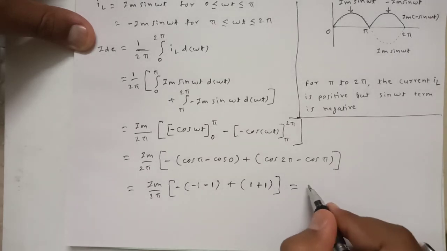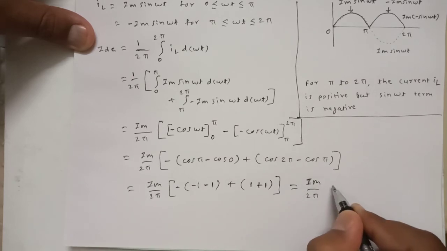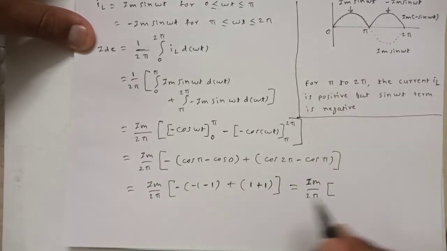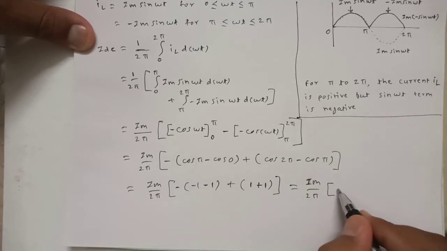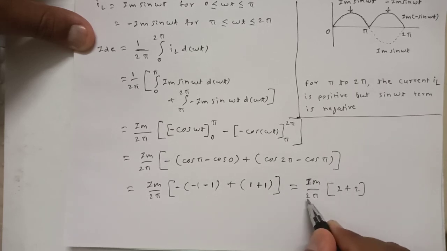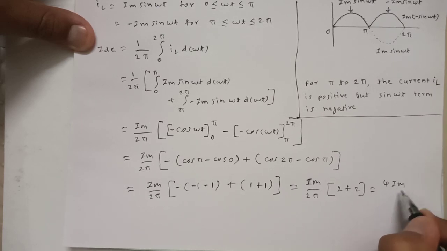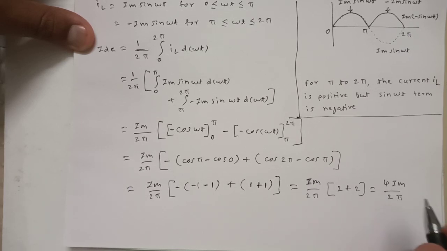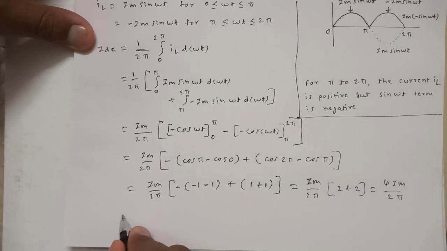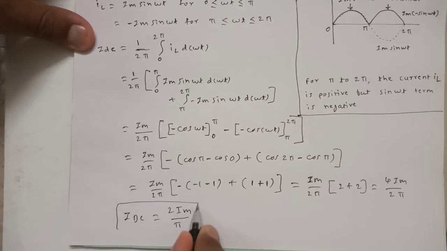Now further solving, it is Im by 2 pi, and in bracket we have minus 2, minus, so that becomes plus 2, and this is also plus 2. So actually it is 2 plus 2 is 4, so this equation comes to be 4 Im by 2 pi, right? So 4 divided by 2 leaves 2 Im by pi, and that is our final equation. So the average DC current in the case of the full wave rectifier is twice Im by pi. That is the equation.